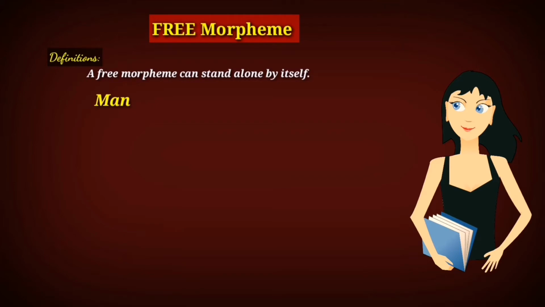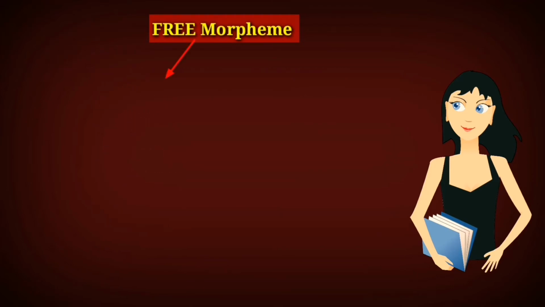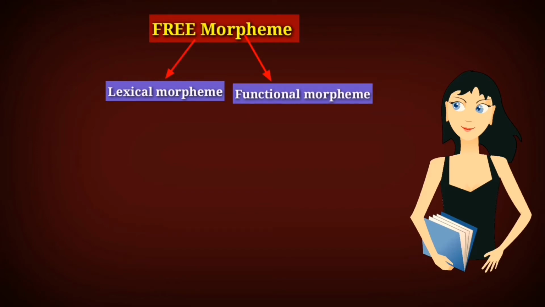Simply, all words which can stand alone by themselves are called free morphemes, such as boy, man, girl, house, village, country, etc. As you have got the idea about free morphemes, you should also know that free morphemes are further divided into two types, and those are lexical morphemes and functional morphemes. So what is the difference between them? Let's move on and discuss it.